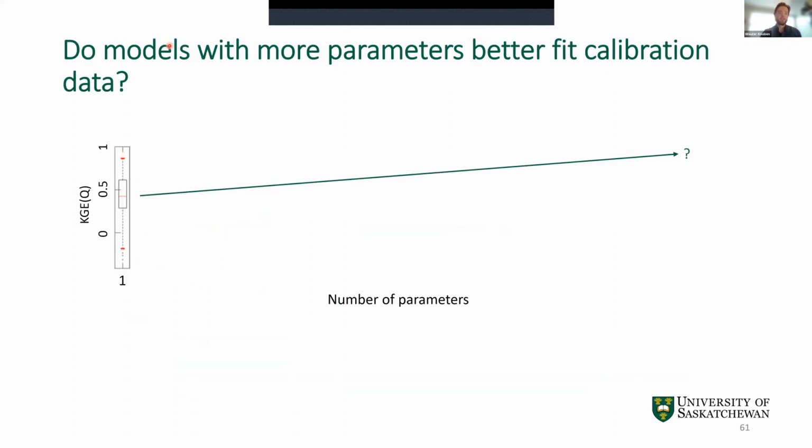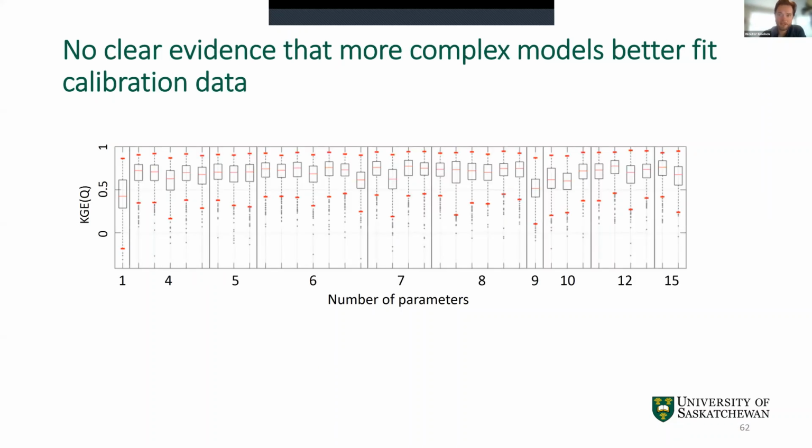Now it's pretty easy for us to test whether we see these patterns as well, but instead of looking at mean scores across the catchment sample, we just look at box plots. So what we see here is the box plot of calibration KGE scores for the simplest model that we have, that has a single parameter. Now, if these expectations are true, we would expect this box plot to narrow and to move towards the upper right as we increase the number of model parameters. And this is what we get. Here are some helpful lines to make comparing this a little bit easier.